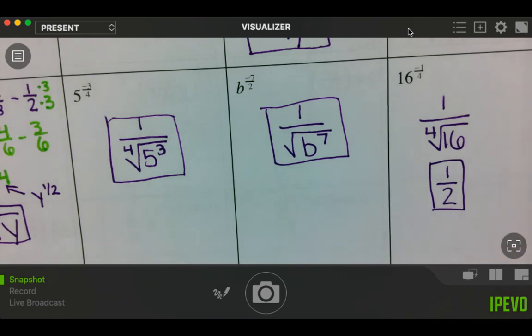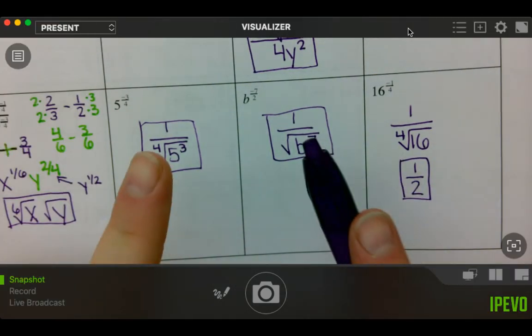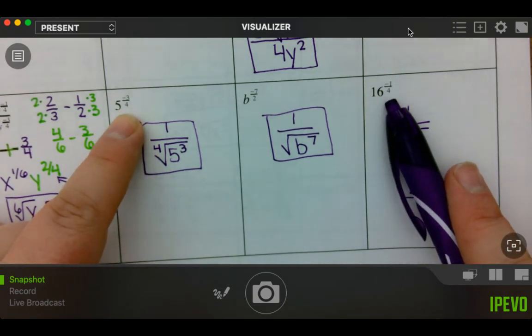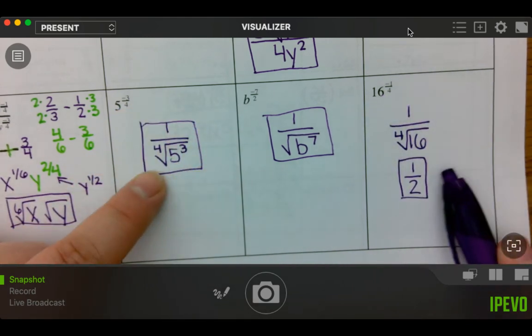One quick thing before we end notes for today is none of these answers are negative, but they had a negative exponent. The negative exponent doesn't make the answer negative, it makes it go to the bottom.